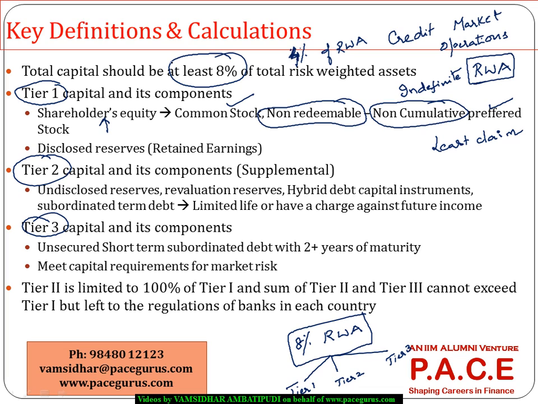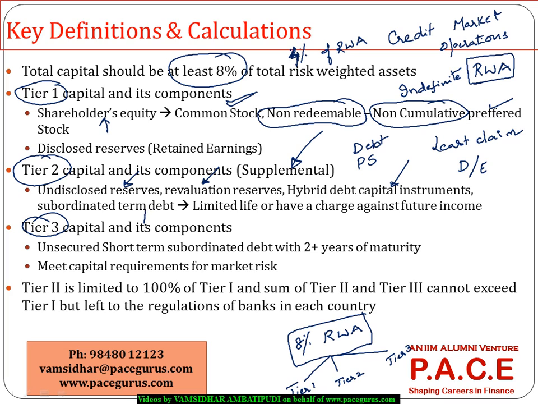And tier 2 capital is generally called supplemental capital, wherein the capital is in the form of debt or some preferred stock, but not those having the least claim on the assets. So some undisclosed reserves, revaluation reserves which may exist for a temporary period, or any hybrid debt capital investment which behaves both as debt as well as equity, like convertible bonds and convertible preferred stocks.